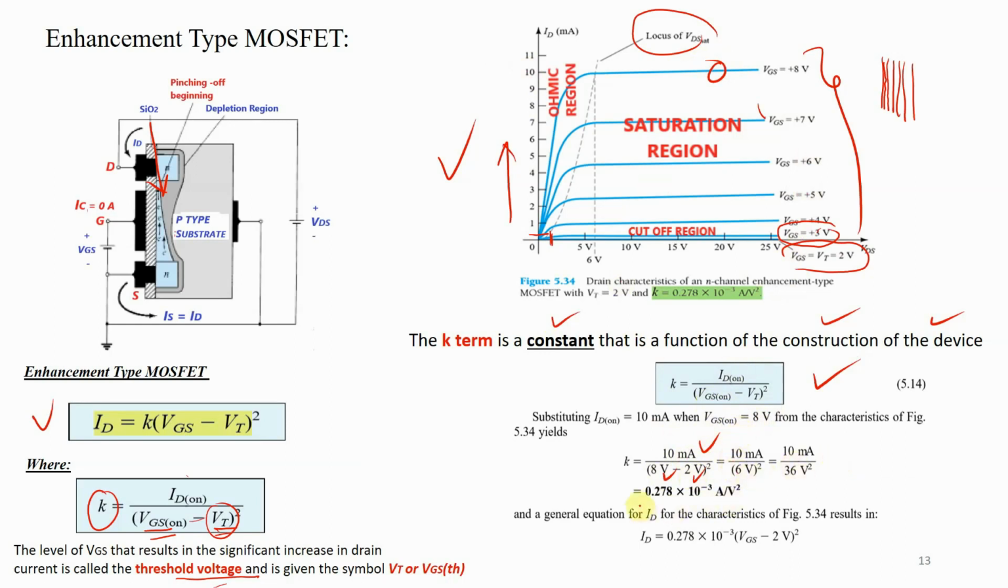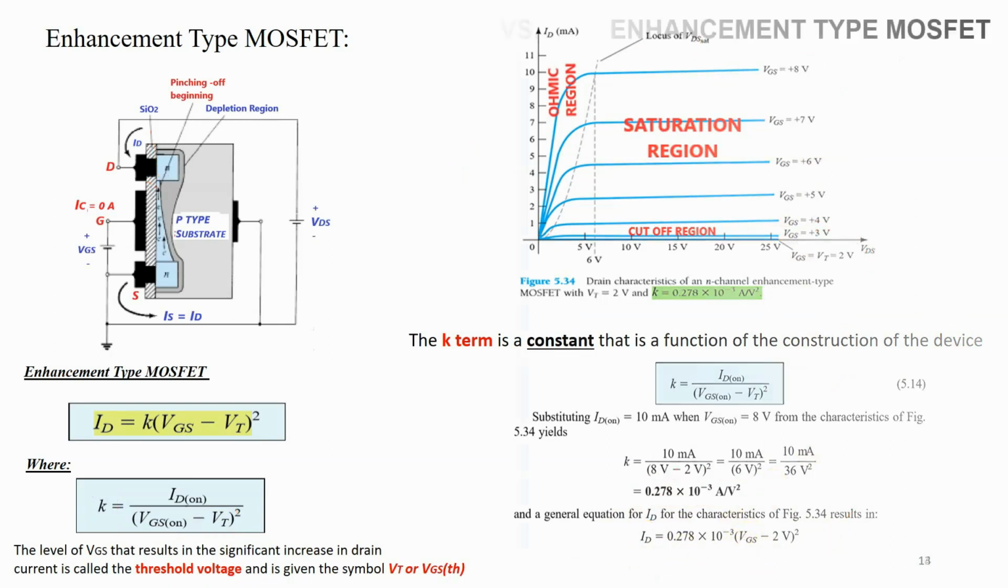So we will have here 0.278. This is equal to K. Now, having obtained the value of K, we can rewrite the general equation for ID. ID is equal to 0.278 times 10 to the negative 3 multiplied by (VGS minus 2) squared. So this is the equation now for ID. If you have this equation for ID, any value of VGS you put here, you will obtain the value of current. Let's say if you want to substitute 6 volts here, you will obtain the new value of current.